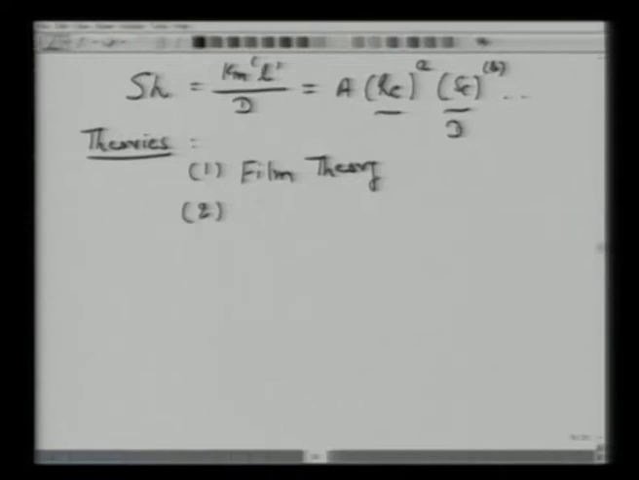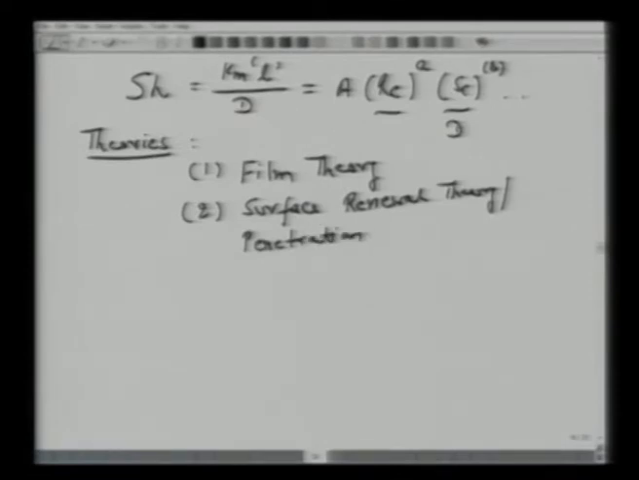Second is surface renewal theory. Very similar, or an extended form of this, is known as penetration theory. And third is boundary layer theory.